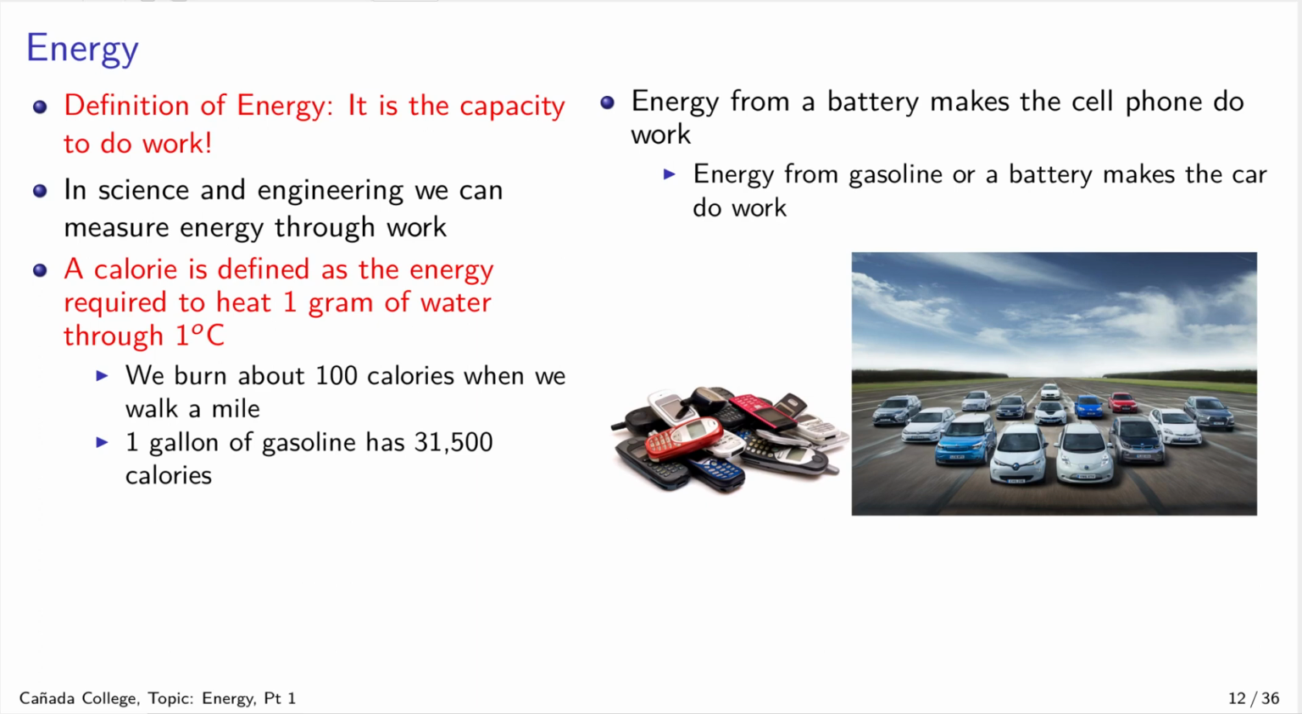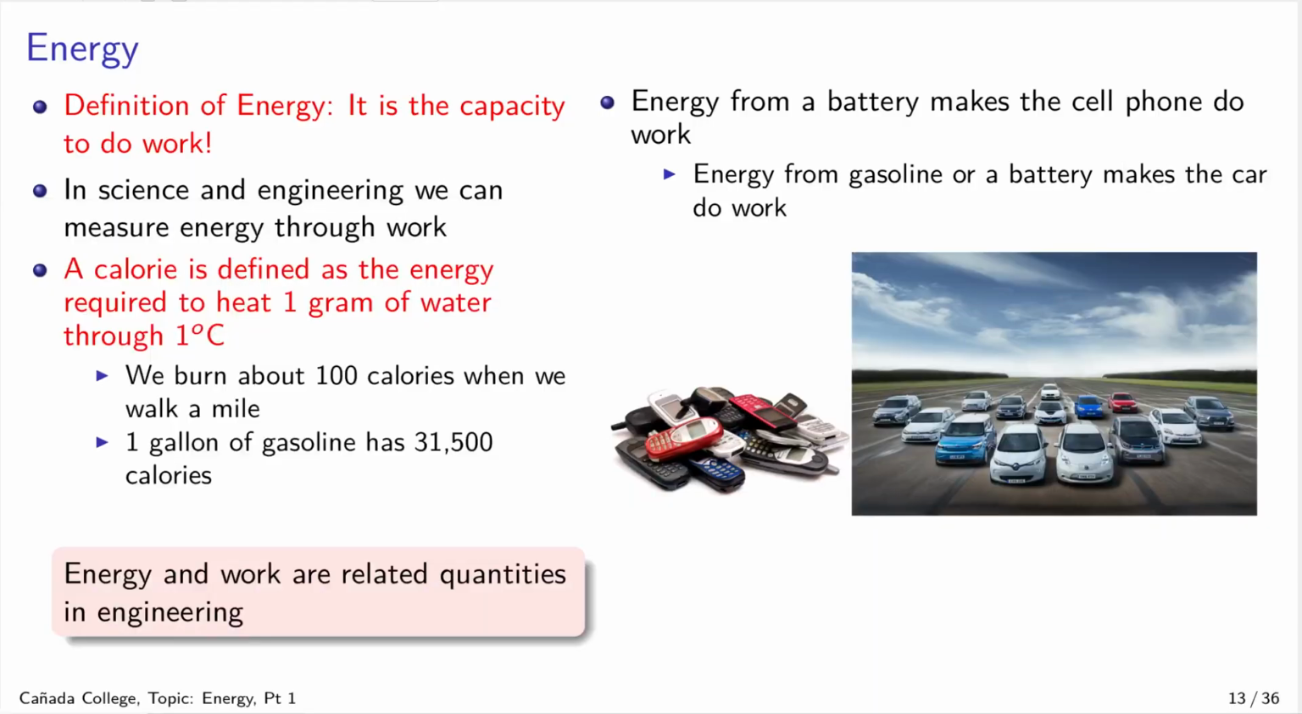So a calorie is defined as the energy required to heat 1 gram of water through a temperature of 1 degree centigrade. Okay, so that means you put a pot of water on your cooking stove. In order for that water to heat up by 1 degree centigrade, you would have had to provide for each gram of water a calorie of energy. Another reference point here is that typically when we walk at about 3.5 miles per hour, you walk a mile, you're burning about 100 calories. 1 gallon of gasoline in your car has 31,500 calories.